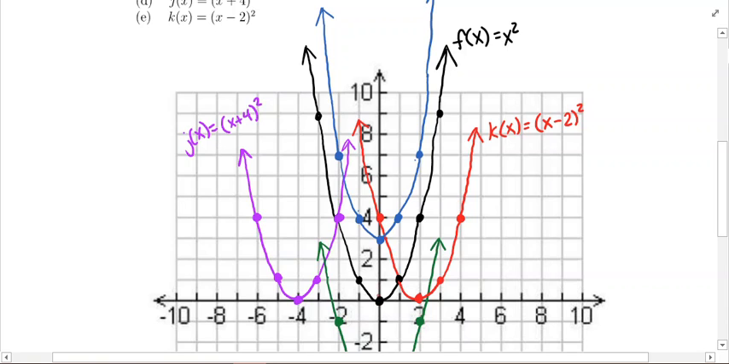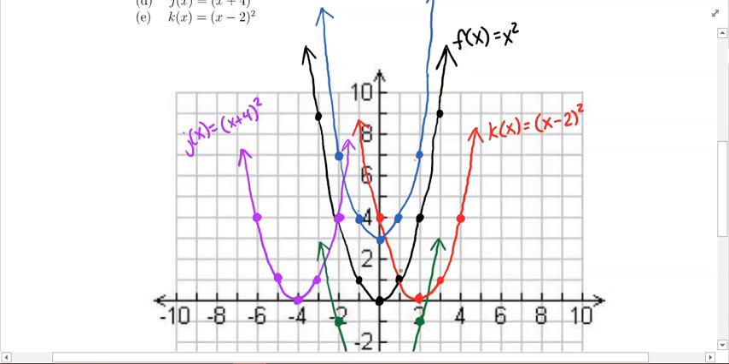Again, we're comparing the black graph to the blue graph. The original graph is x squared, the black graph. We're looking at the blue graph. Where did the vertex go? Well, it went up 1, 2, 3 units. And I would end up at 0, 3.